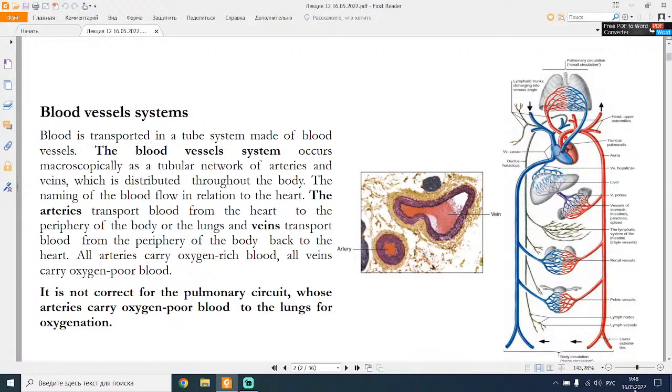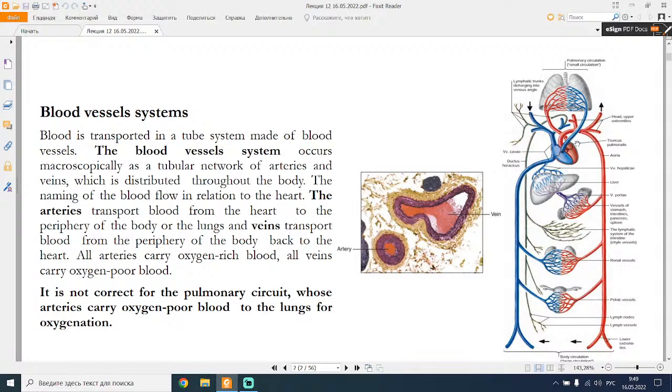Blood vessel system. Blood is transported in a tube system made of blood vessels. The blood vessel system occurs macroscopically as a tubular network of arteries and veins which is distributed through the body.